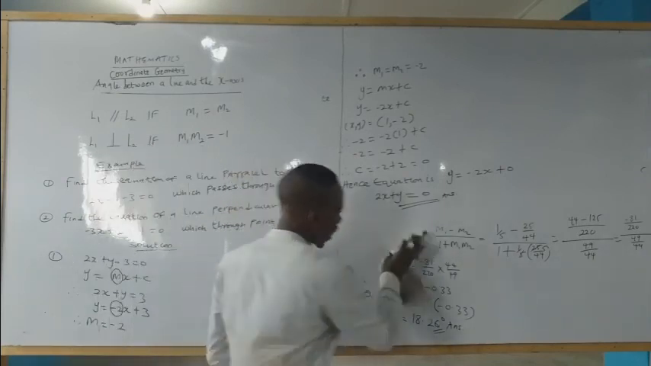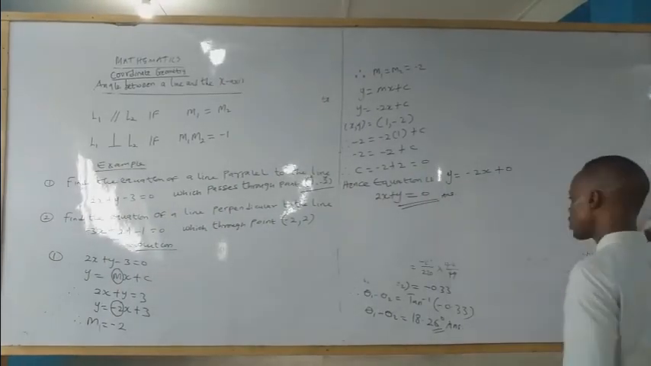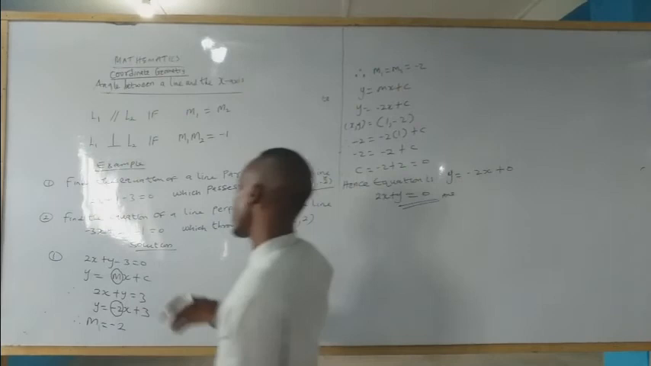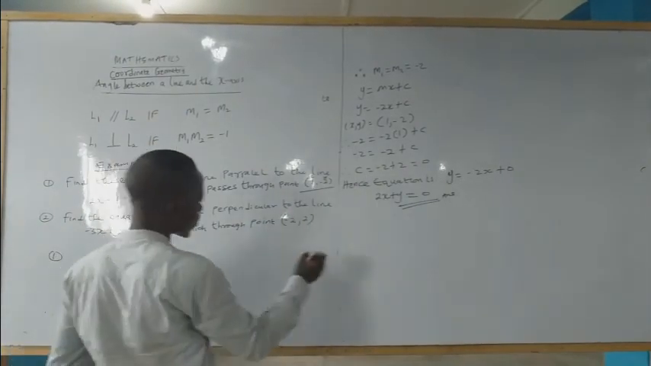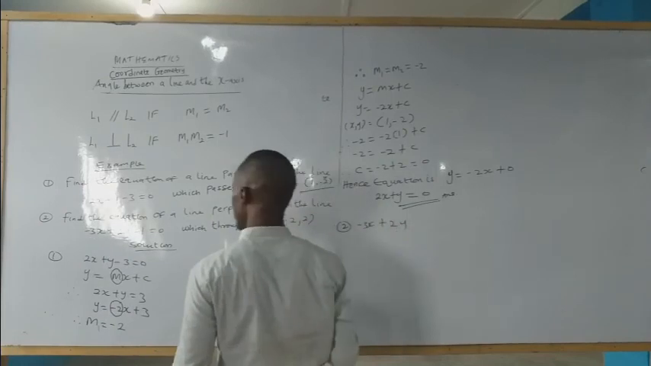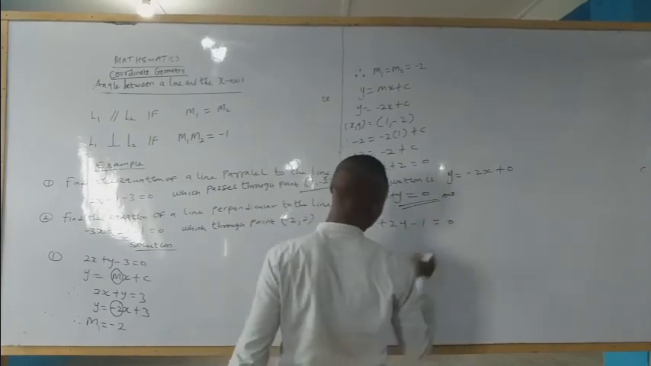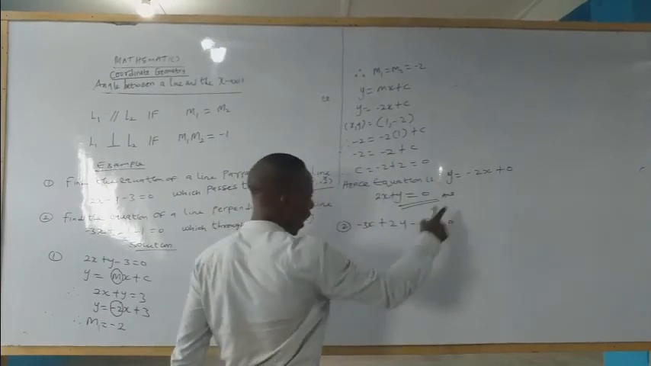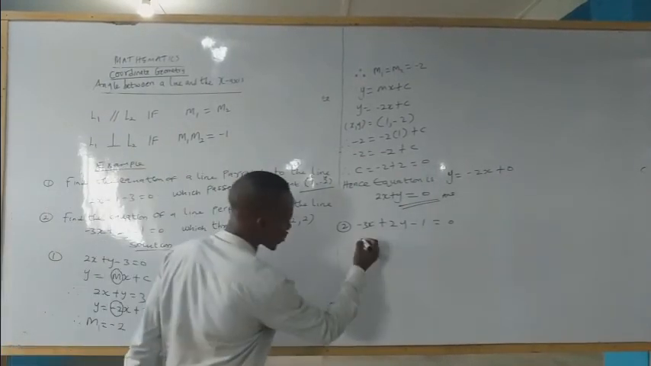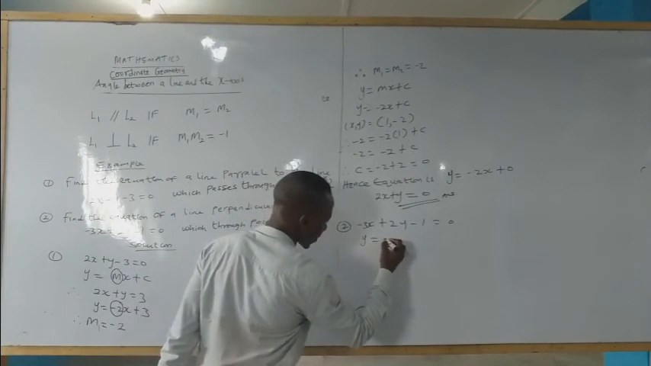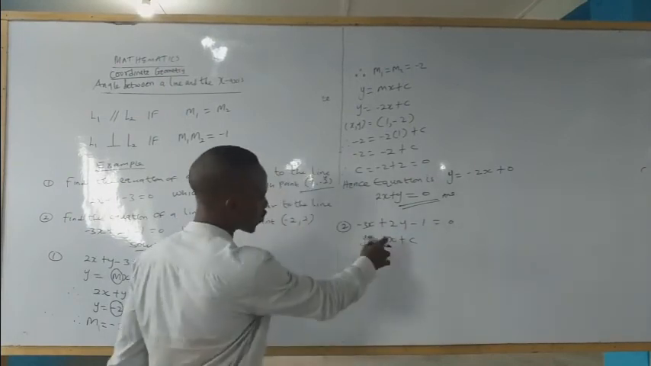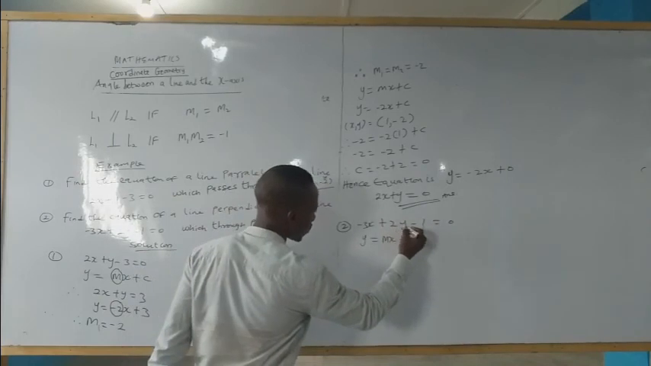Then the last one under this topic is the equation of the line perpendicular to another line. We have question number 2. The equation is minus 3x plus 2y minus 1 equals 0. Doing it the same way, we find the gradient of this equation. I transform it to the gradient and intercept form, y equals mx plus c.